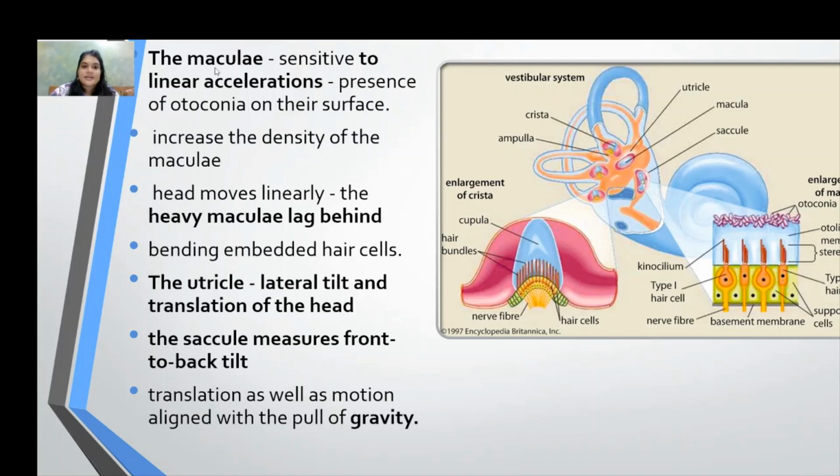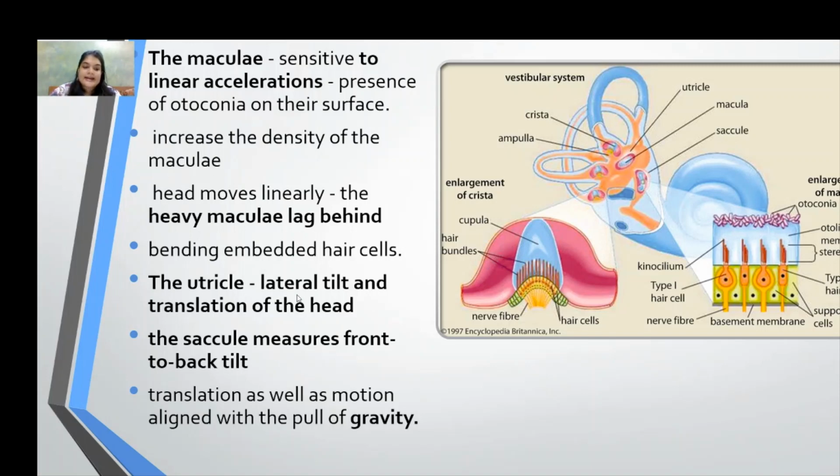Macula, you know that maculae are sensitive to linear acceleration. So it's the same way as the semicircular canal. There is increased density of the maculae by the otoconia on their surface. This is otoconia. When the head moves linearly, the macula is heavy, so it has inertia and lags behind, and it bends the hair cells.